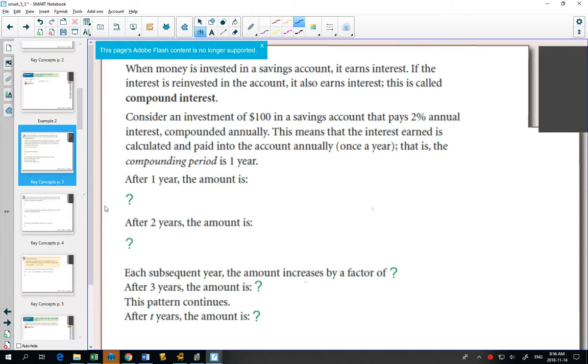The next two examples that we're going to look at are applications of exponential functions. And the first thing that we're going to look at as an application is compound interest. Have you heard of compound interest before? When you put money into a bank account, you get interest, okay? And when you get interest, the way that it works is they pay you maybe every month.